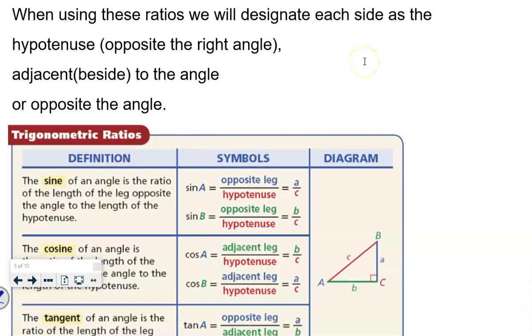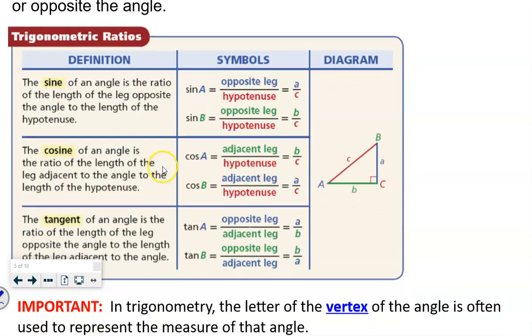Now, when you use these ratios, we're going to designate each side as the hypotenuse, which is opposite the right angle. We know that by now. Adjacent, however, means beside the angle, whereas opposite is opposite the angle. Okay, very understandable. So let's talk this through. The sine of an angle is the ratio of the length of the leg opposite the angle to the length of the hypotenuse. So sine is opposite over hypotenuse.